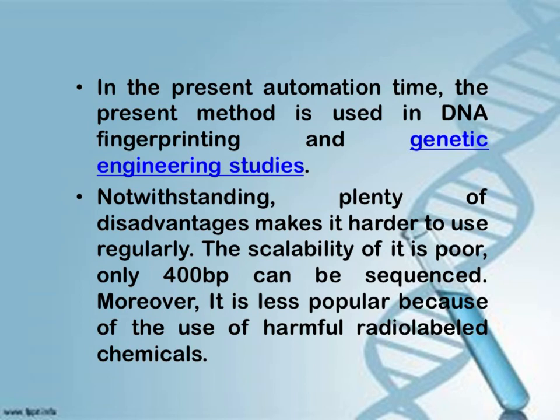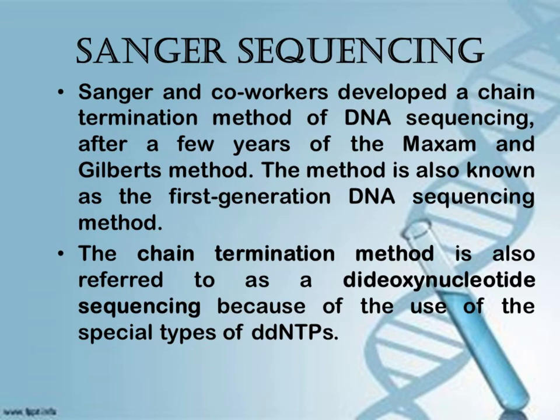Its scalability is poor. Only 400 base pairs can be sequenced at a time, and moreover, it is less popular because of the use of harmful radio-labeled chemicals. Now the next method is the Sanger sequencing method.